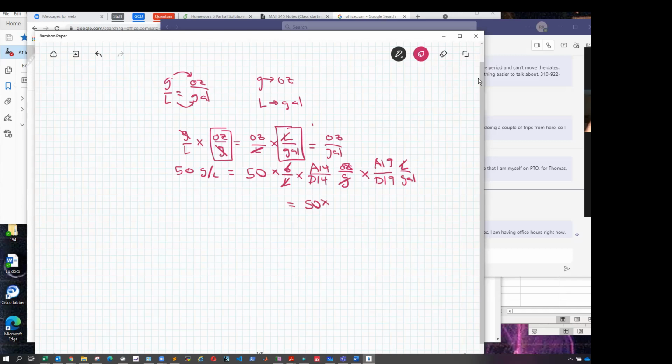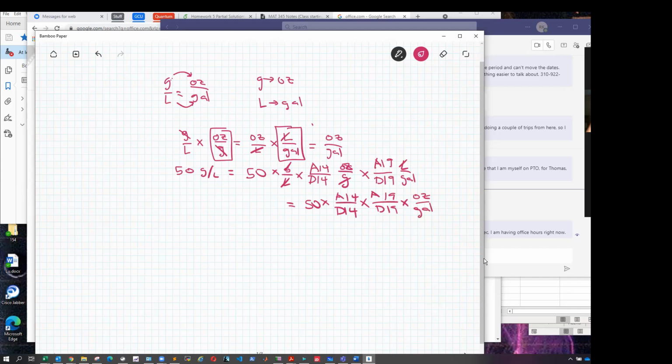Times, and then we have this A14 over D14 times, and then we have this A19 over D19 times, and then what are the final units? Well, what's left here is ounces and gallons, right? Okay, like that.